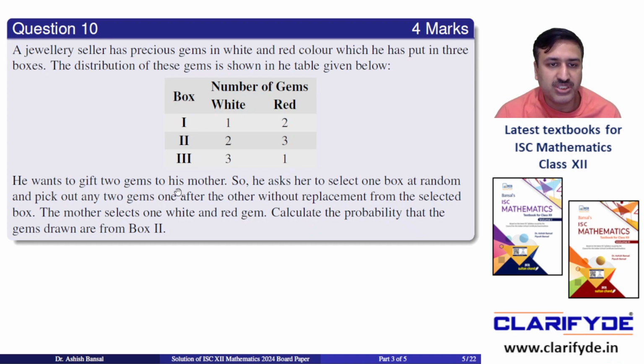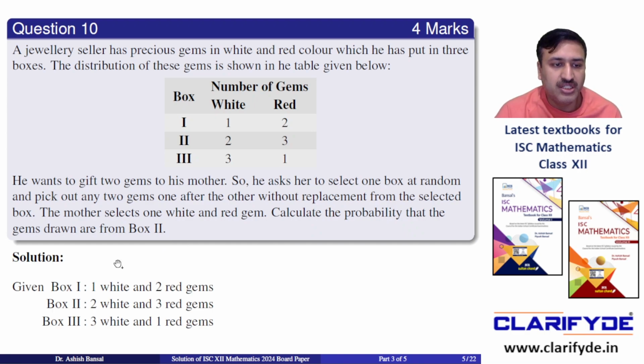He wants to give 2 gems to his mother. So he asks her to select one box at random and pick out any 2 gems one after the other without replacement from the selected box. The mother selects one white and one red gem. Calculate the probability that the gems drawn are from box second. So we are given 3 boxes, first, second and third, with the gems mentioned in each of them.